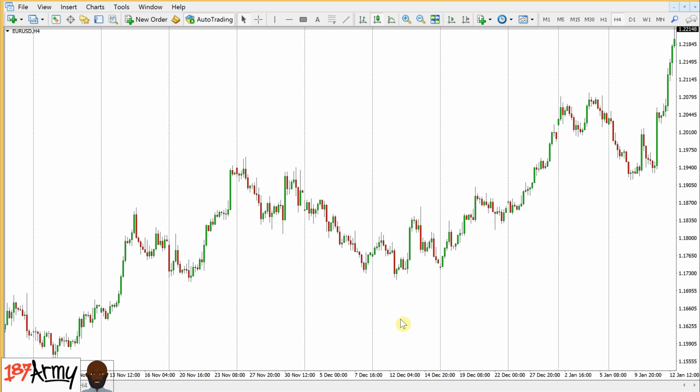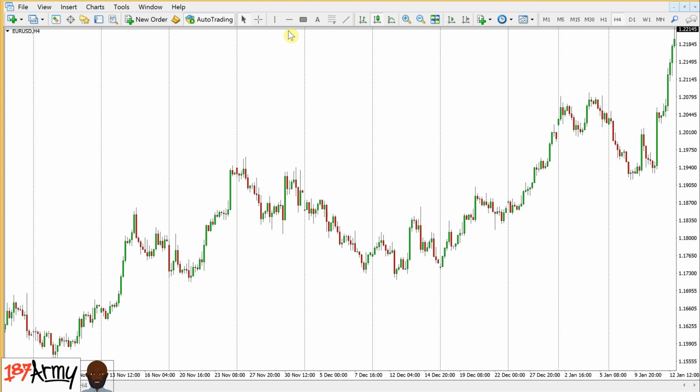The RSI, or Relative Strength Index, is a momentum oscillator that measures the speed and change of price movements. So it's a good tool to help you identify when the market is likely to change, whether from an uptrend to a downtrend or from a downtrend to an uptrend.